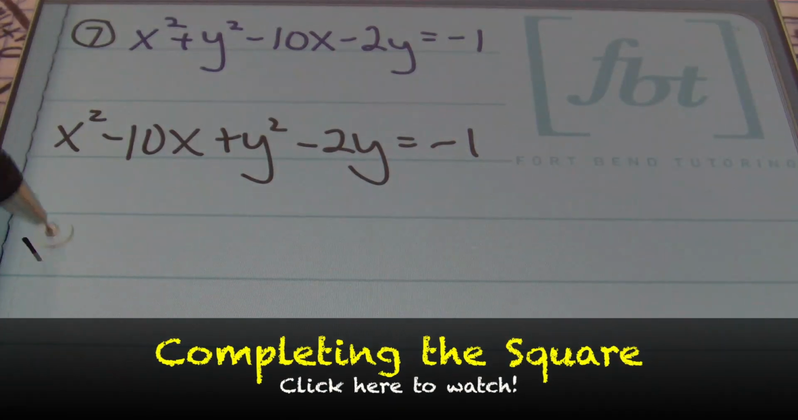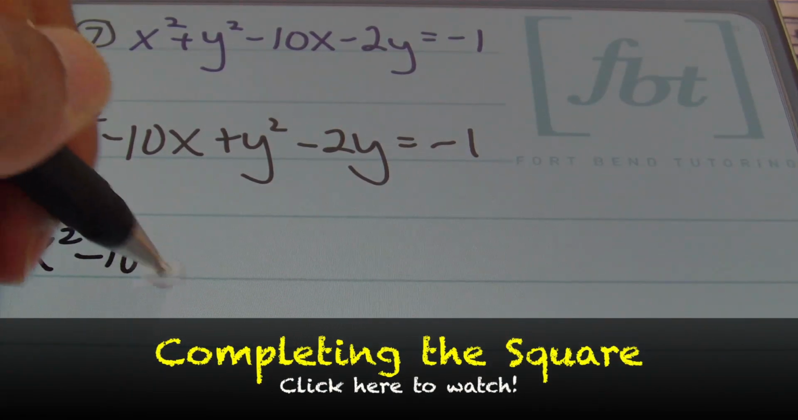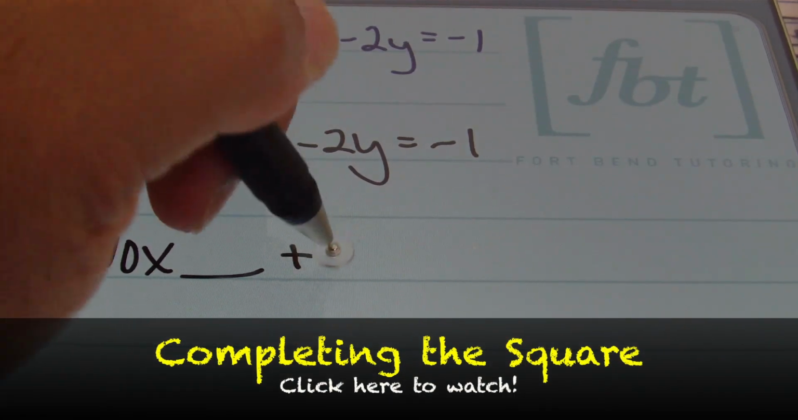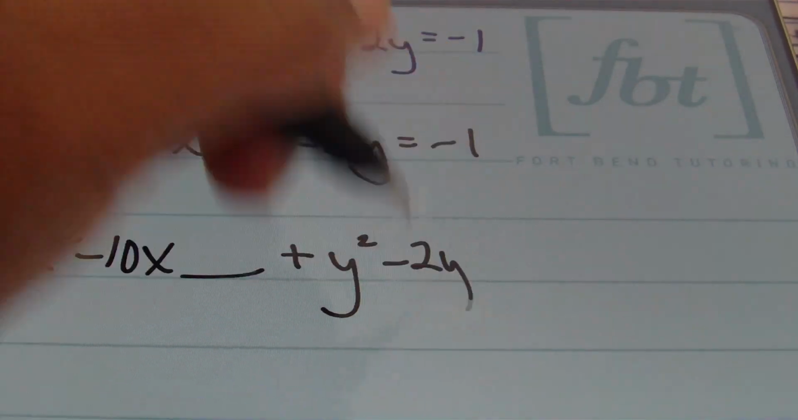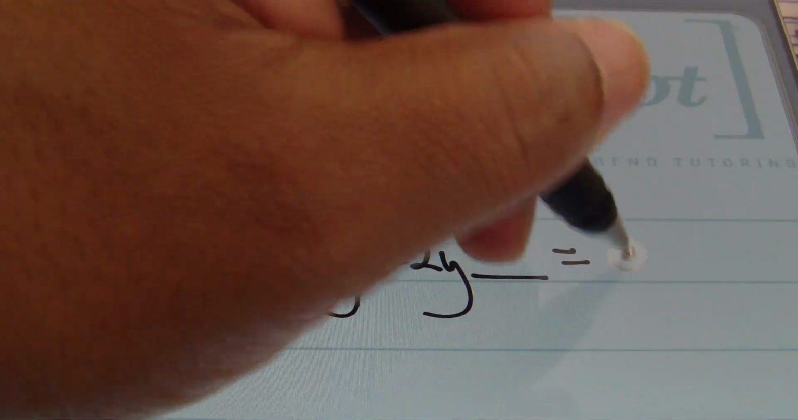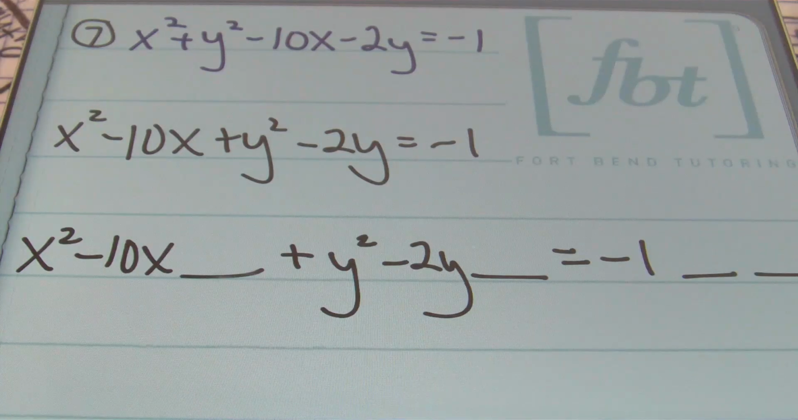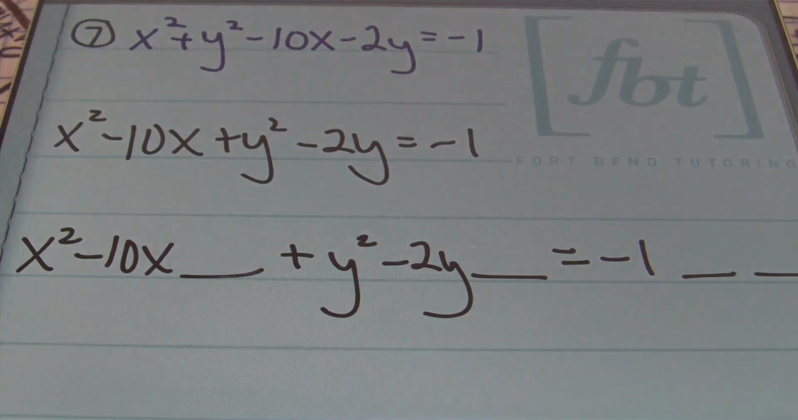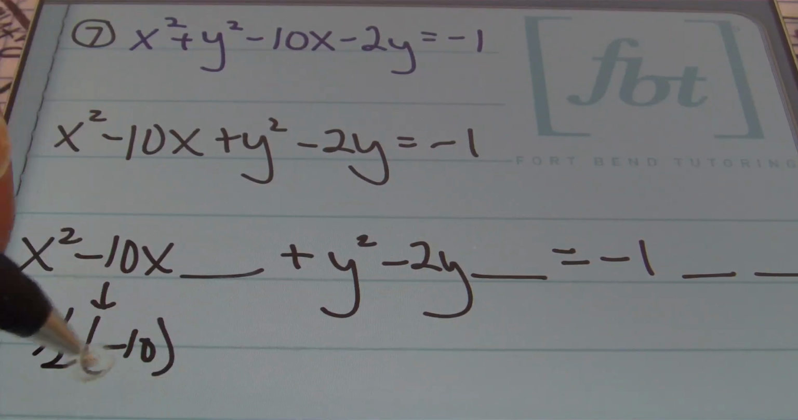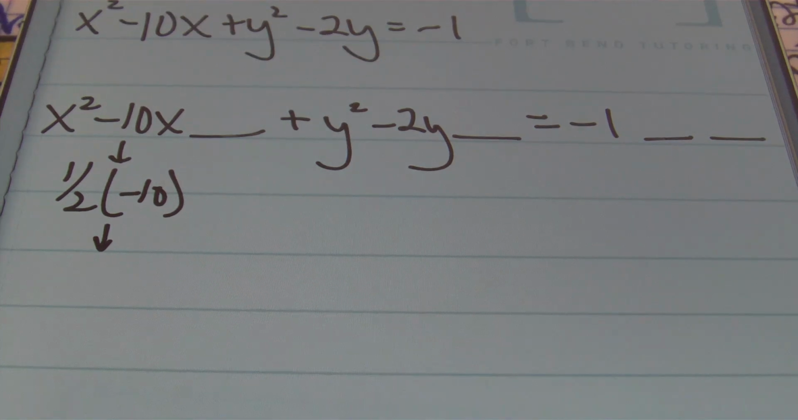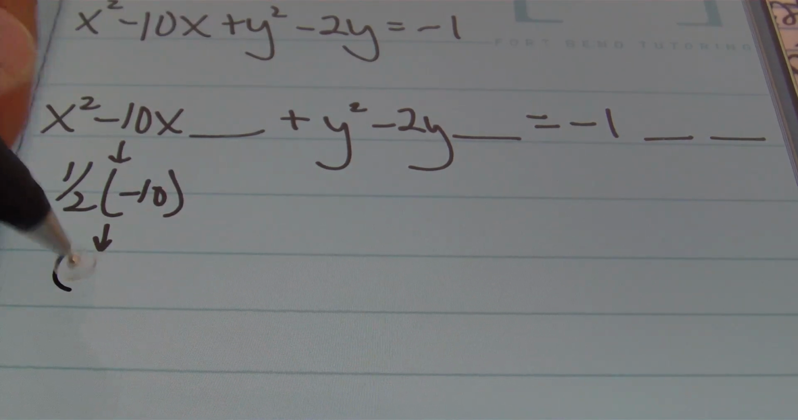That means I'll be rewriting the equation as x squared minus 10x blank plus y squared minus 2y blank equals -1 blank blank, just like that. So to complete the square, I'll be taking half of my middle term's coefficient, that -10, and so half of -10 gives me what value? Exactly, it gives me -5.